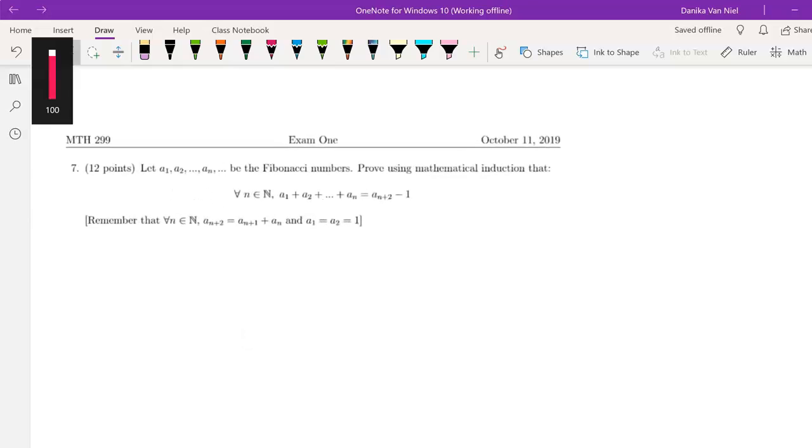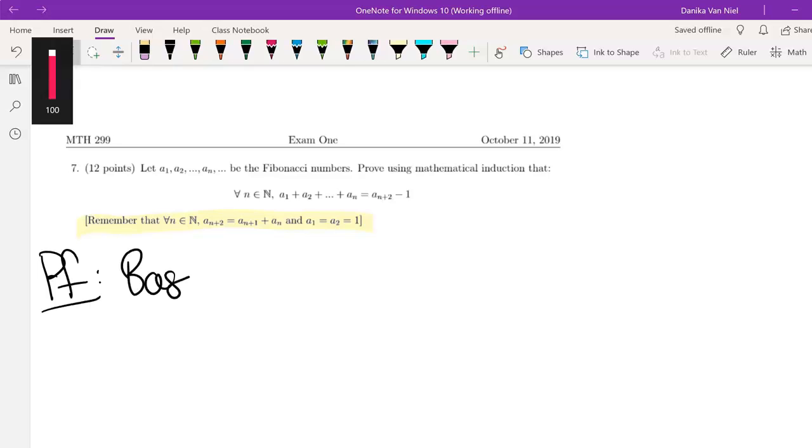So now let's look at what we have here. Let those be Fibonacci numbers. Ooh, oh my gosh, I love Fibonacci numbers. Okay. So this down here is the definition of Fibonacci numbers. Okay. Prove using mathematical induction that for all n in the naturals, we have that a1 plus a2 plus and so on. All right, so mathematical induction. That's just induction. So proof by induction.